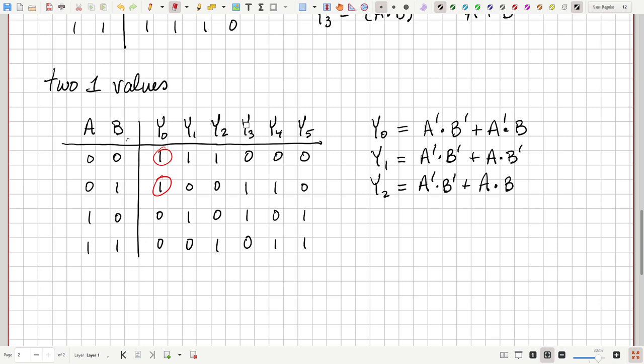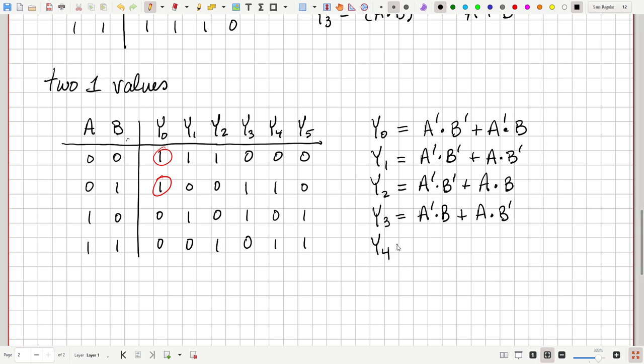Now let's go to the Y3. What happens with Y3? Let's see. So we're going to have a 1 when we're in the second row. That's when A is 0 and B is 1. So A is 0, then not A is 1, and B is 1. Okay, so that gets us that 1. Or we're in this third row, right? And so that's down here in this third row. That's when A is 1 and B is 0. So A is 1, so A, and B is 0, so not B is 1.